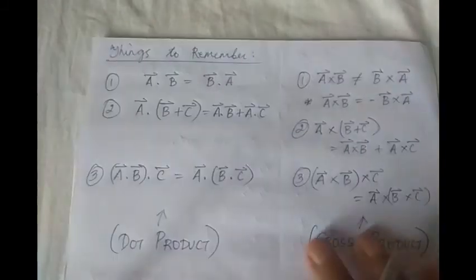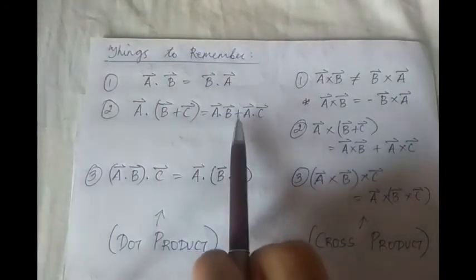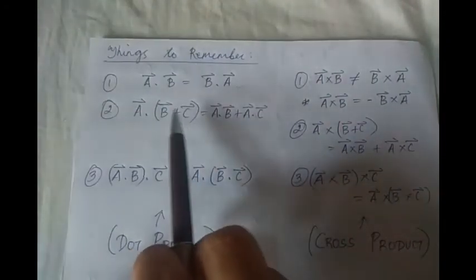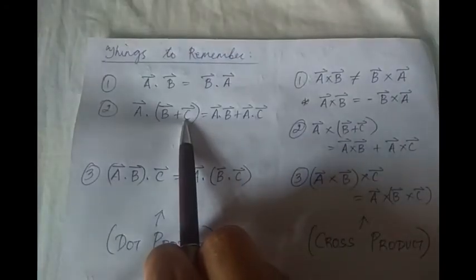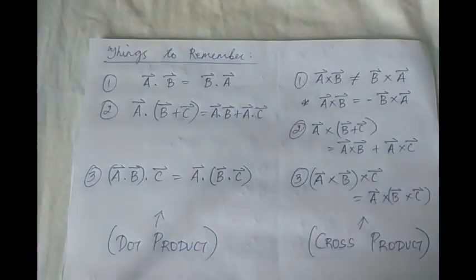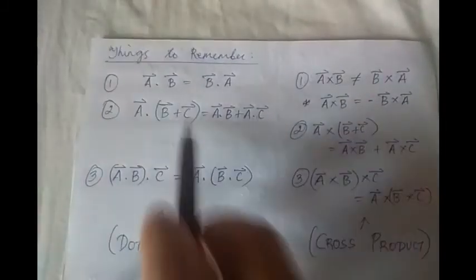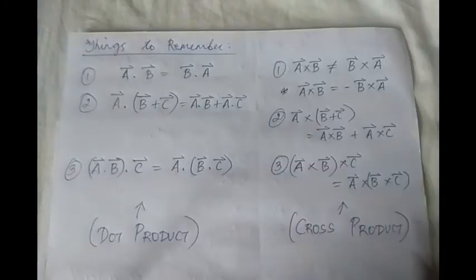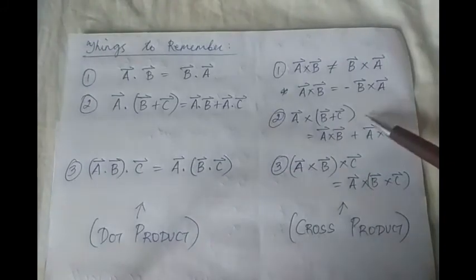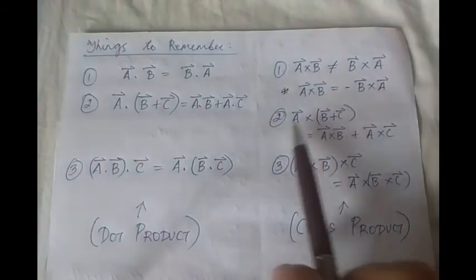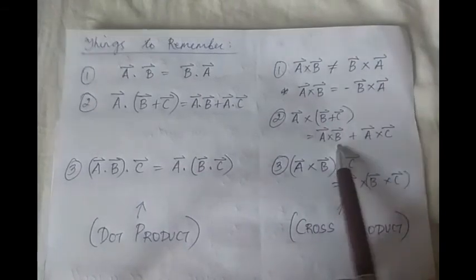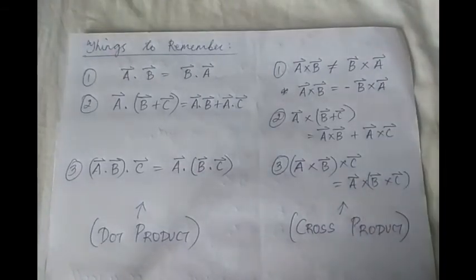Now this is the distributive property. A dot (B plus C) can be written as A dot B plus A dot C. You can check this, verify this. So dot product is distributive in nature. Likewise, cross product is also distributive in nature. A cross (B plus C) is the same as A cross B plus A cross C, like you do in algebra.